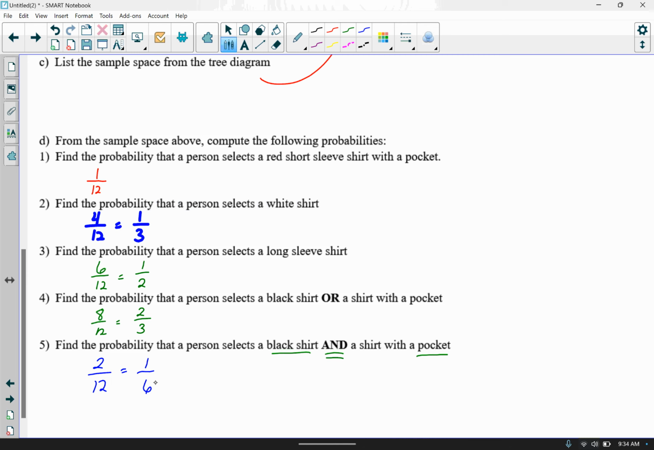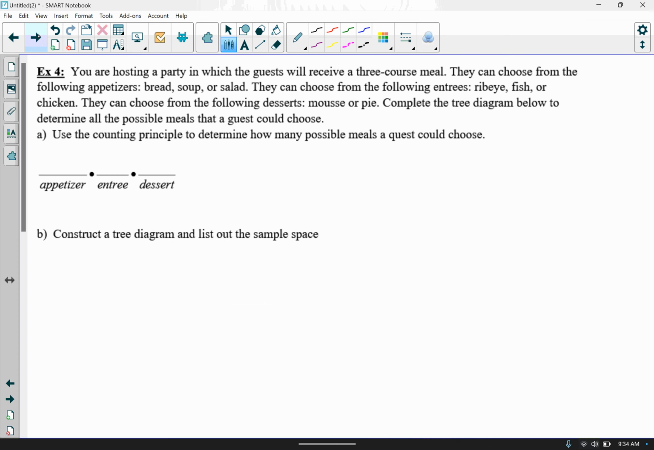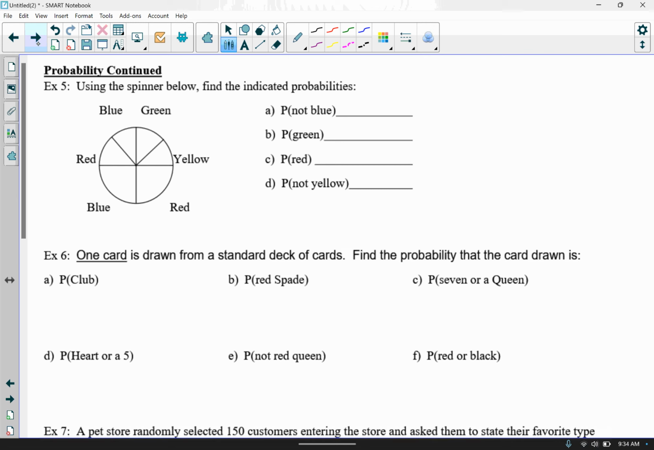It would probably be a really good idea to definitely pause the video now. Try example 4 on your own. Check yourself by the solution key. And then I'm going to go ahead and scoot us back to the very last page. And on this page, we're just going to look at some other examples of how you can be asked about probability.